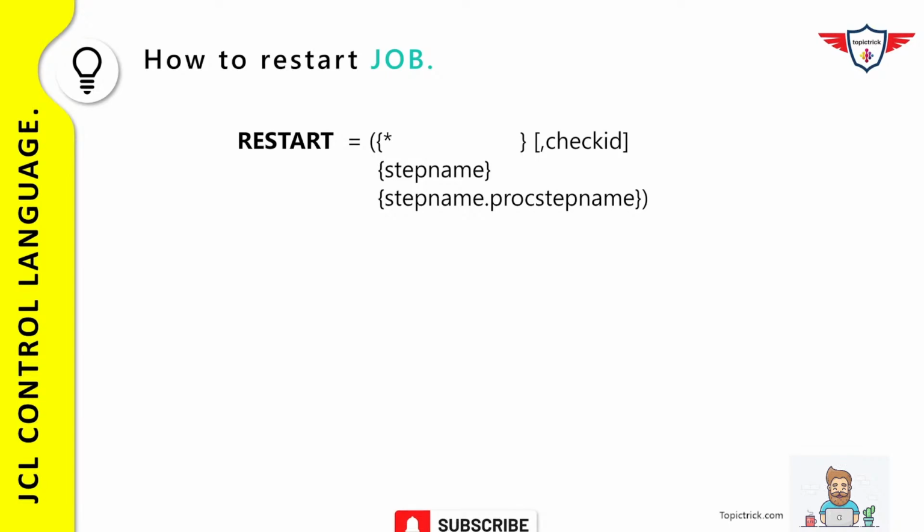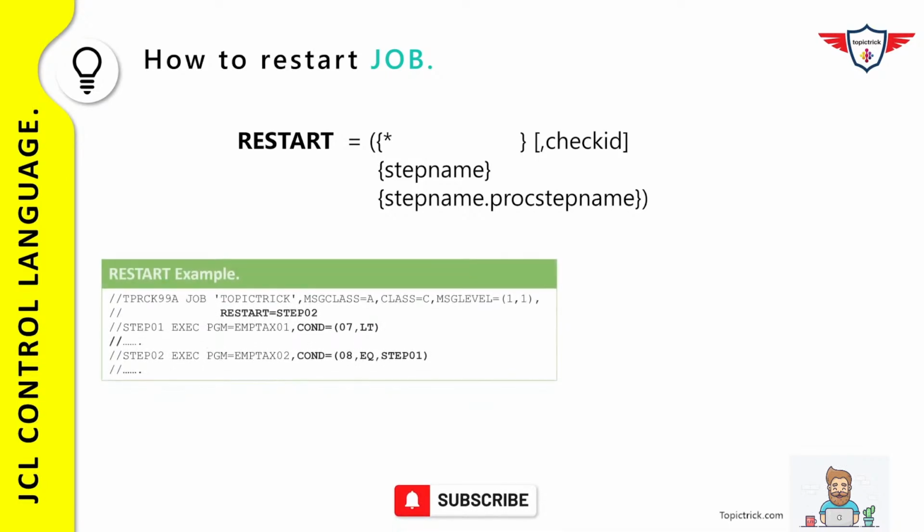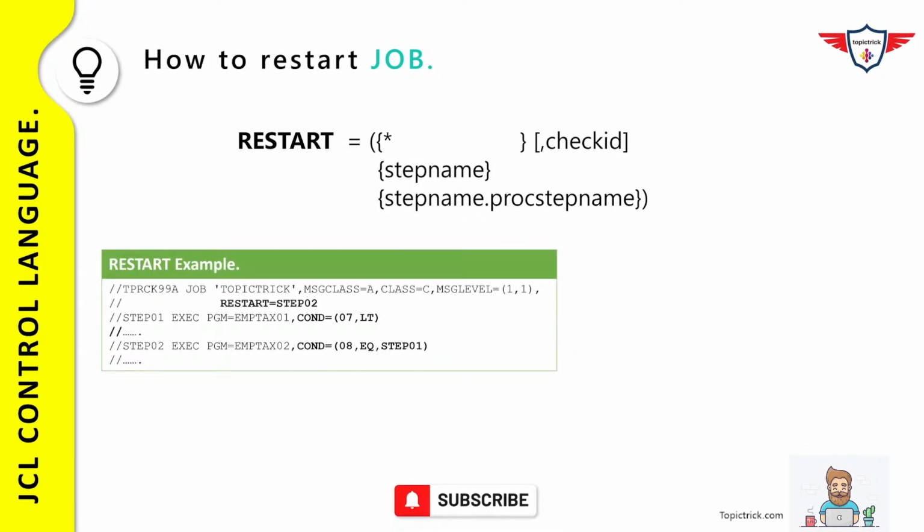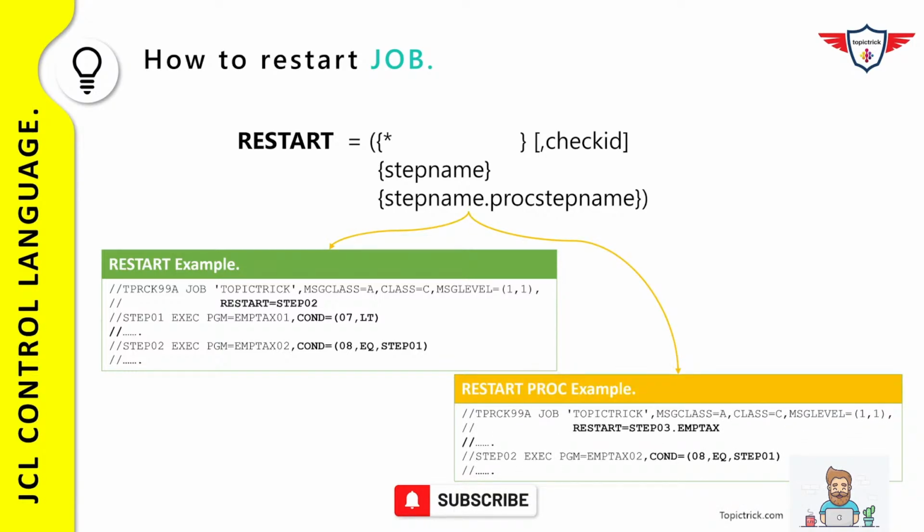The syntax of the RESTART parameter is pretty simple and easy to understand. You have to use the RESTART keyword followed by an equal sign, and after that you have to specify subparameters as per your requirement. So the first possible value is asterisk and it is used to specify that the system is to restart the job from the first job step.